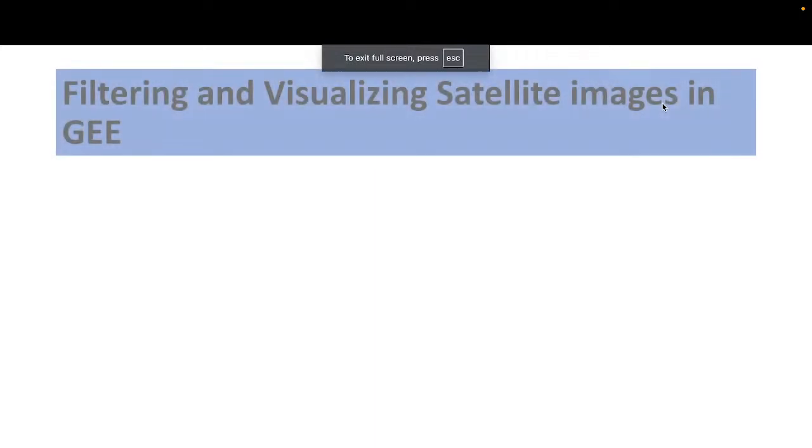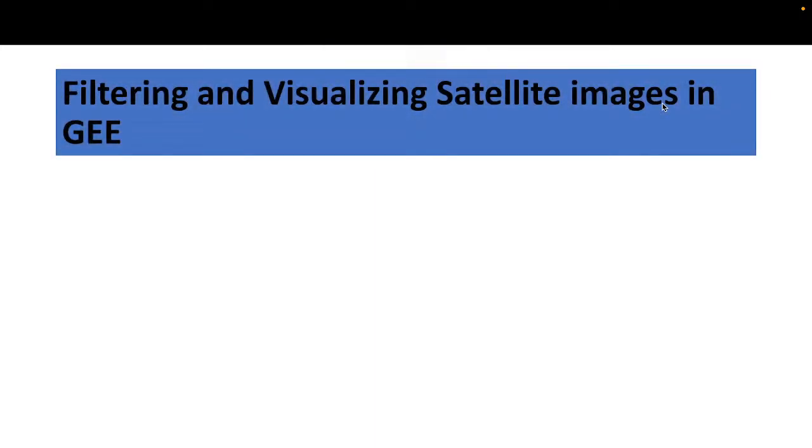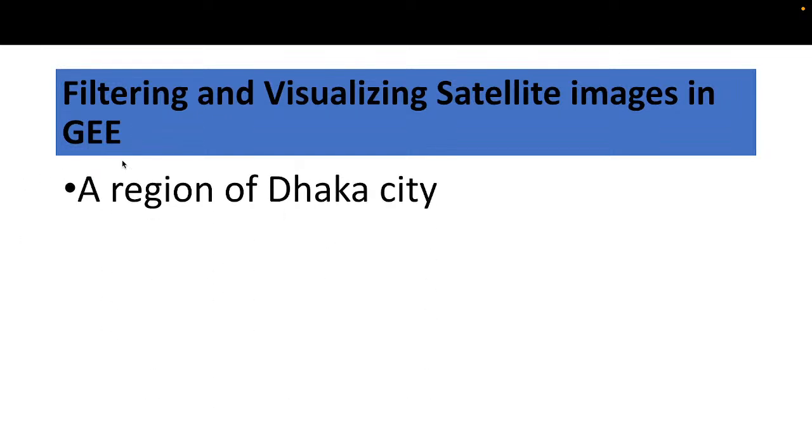First of all, how can we easily filter and visualize satellite images in Google Earth Engine? When you filter your satellite imagery, the filtering process depends on some factors. The first factor is your region of interest. Region of interest, or area of interest, is one major factor for filtering. Suppose in this case I need the satellite image for the Dhaka city boundary.